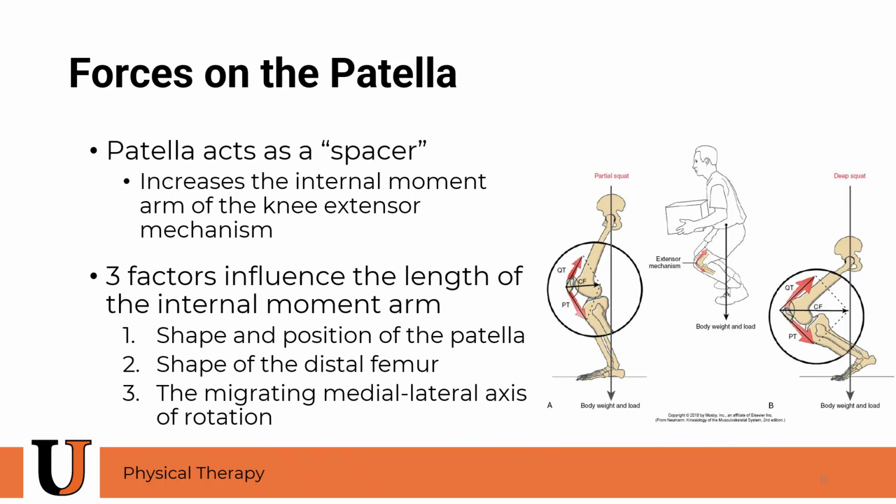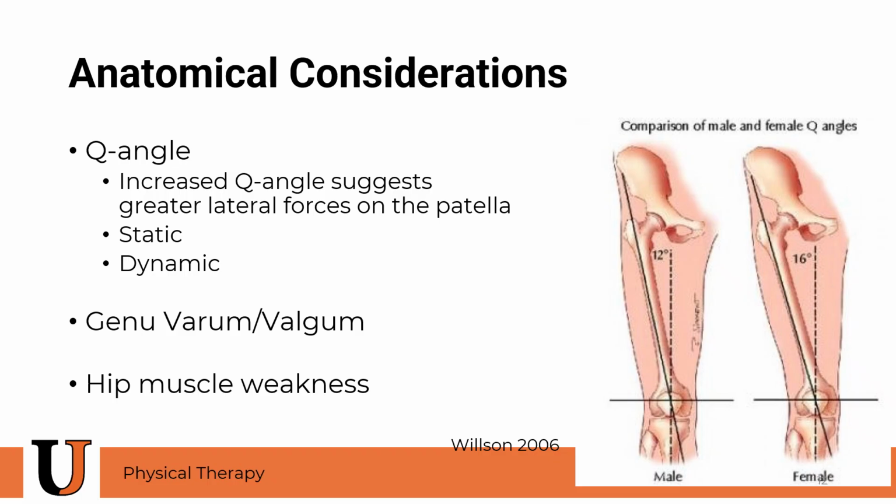One way you can think of the patella is that it acts as a spacer. It increases the internal moment arm of the knee extensor mechanism. And there's three factors that influence the length of the internal moment arm: the shape and position of the patella, the shape of the distal femur, and the migrating medial-lateral axis of rotation. Something for us to consider during our observation during the objective exam would be these anatomical considerations.